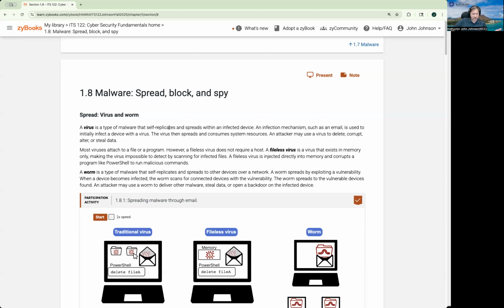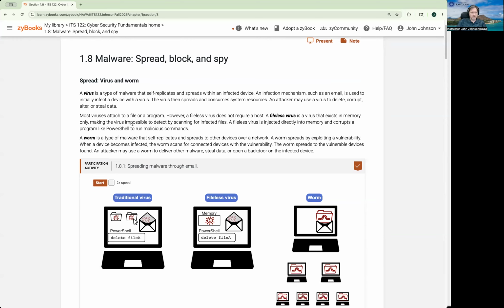What kind of things are happening here? And that's kind of how you find out and try to mitigate the infections at that point. But anyway, the worm is going to spread to vulnerable devices that are found, and the attacker might use the worm to deliver other malware. It could also steal data or open up a backdoor onto the infected device itself.